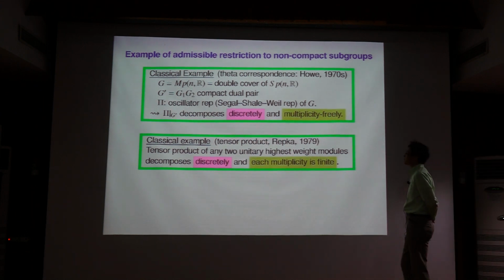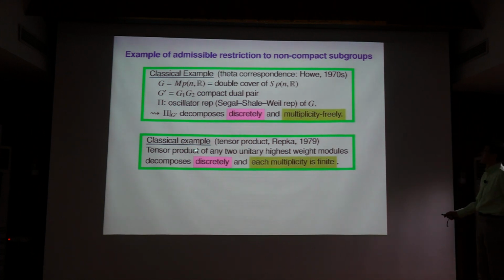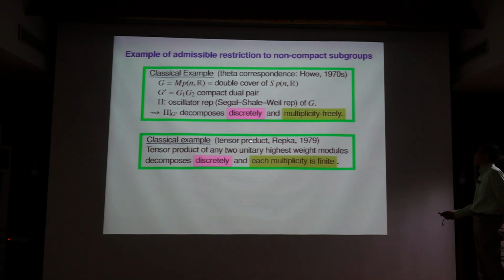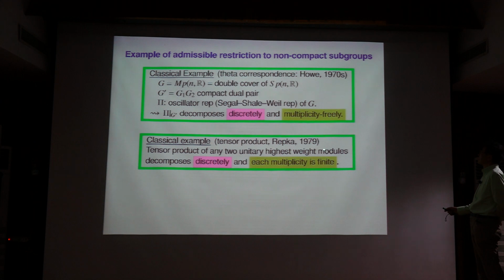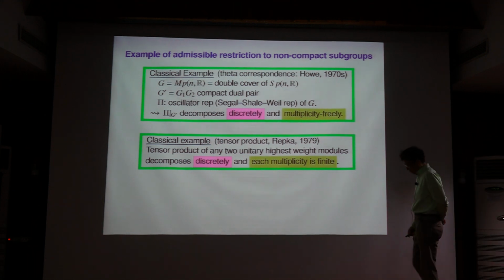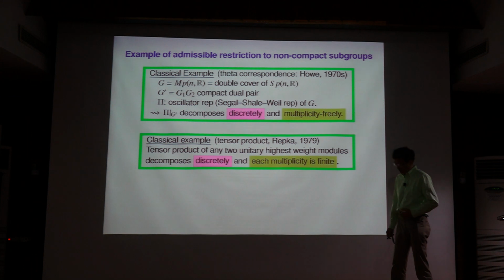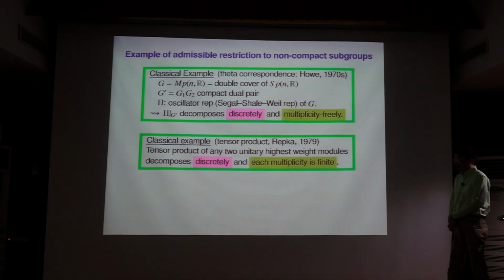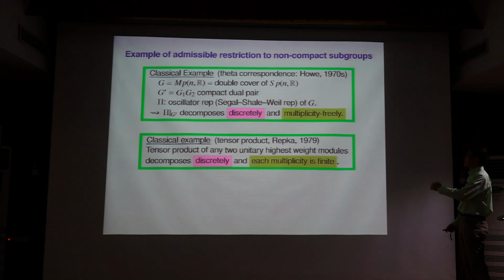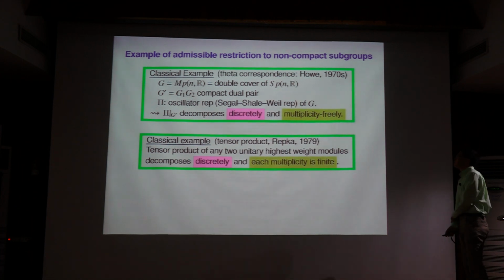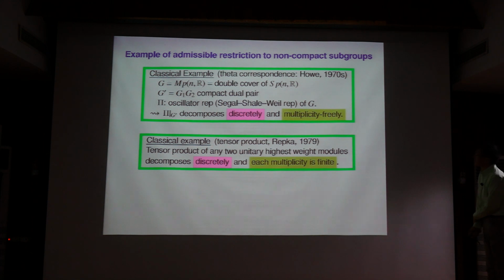Another classical example is the tensor product of two holomorphic representations. The tensor product of any two holomorphic representations, a little bit more generally unitary highest weight modules, decomposes discretely, and each multiplicity is finite. So this is an admissible restriction. And actually, by using the more recent theory of visible actions on complex manifolds, we can control the multiplicities. And so in this case, we have uniformly bounded multiplicities, and this upper bound is also controllable. Okay, so this is a classical example.